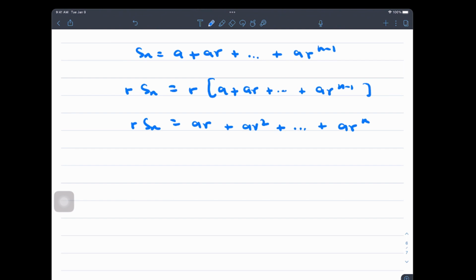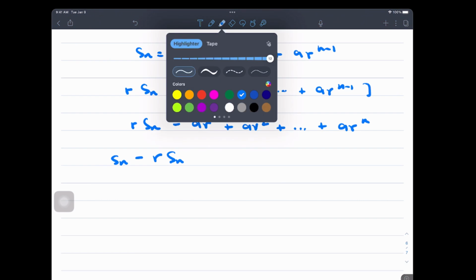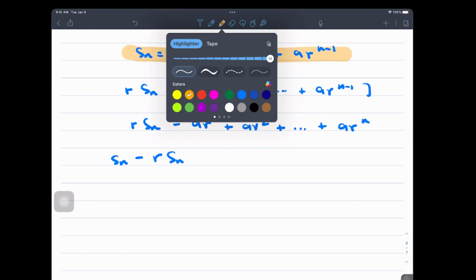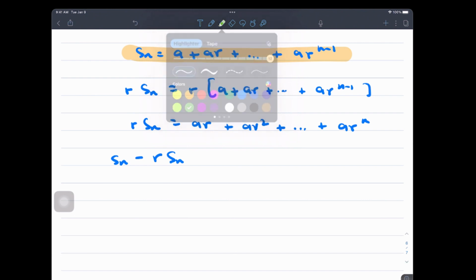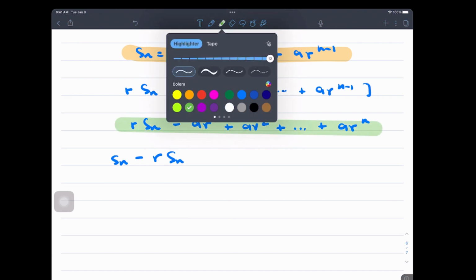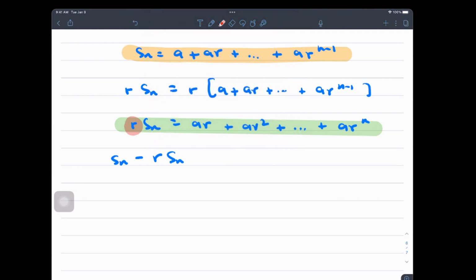So we're just using the definition there, and then a little bit of algebra. Now, what I'm going to do here again is take Sn minus r times Sn. So I'm going to use my colors again. This is your definition of Sn, the sequence of partial sums, and this is that r Sn over here.